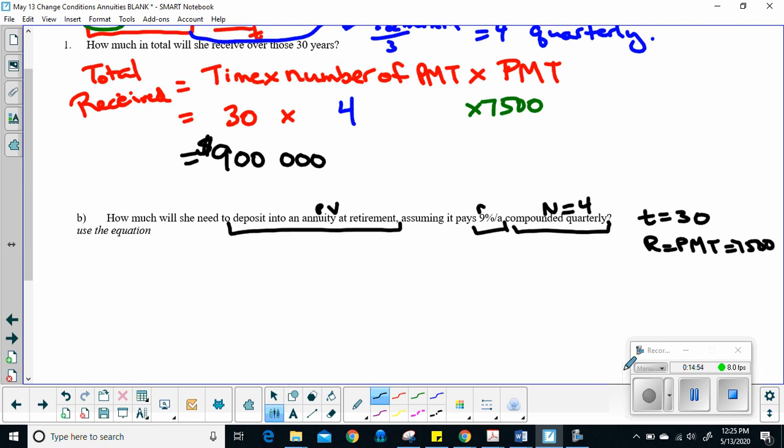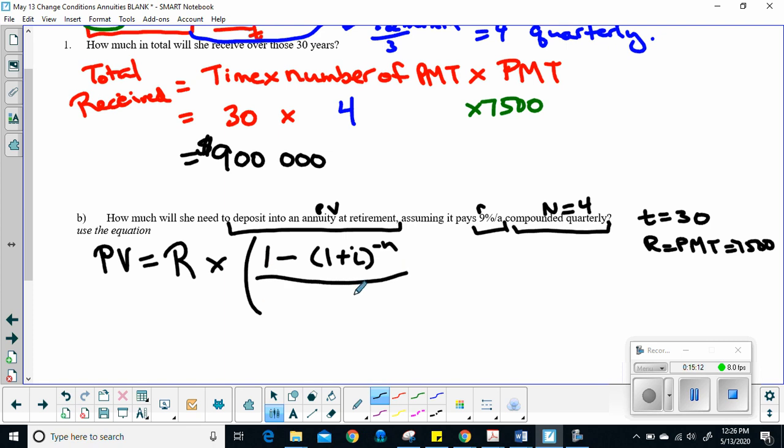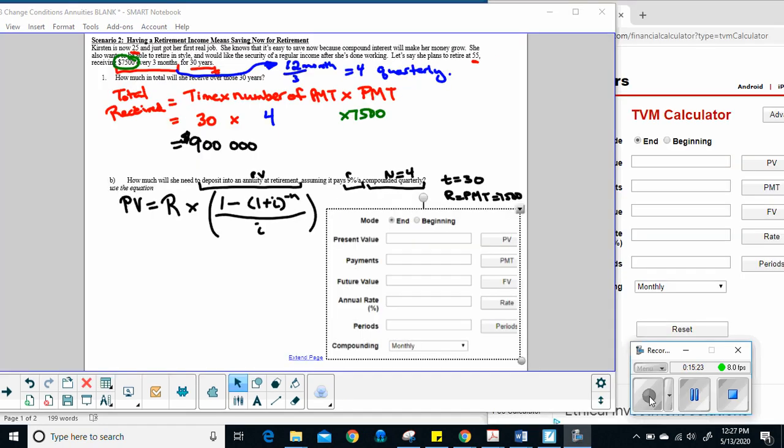Well, according to our textbook, our equation for this is present value equals regular payment times 1 minus bracket 1 plus I to the exponent little n, or negative n, all over I bracket. That's big, right? And since I'm not there beside you to help you work your way through these questions, let's use our calculators.